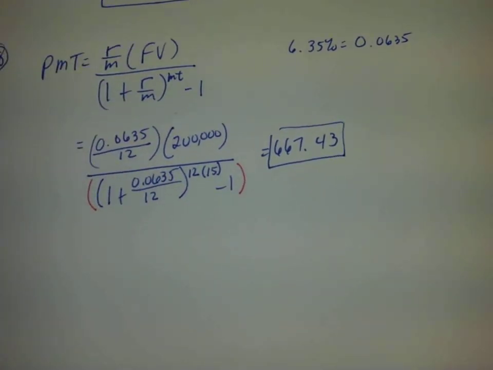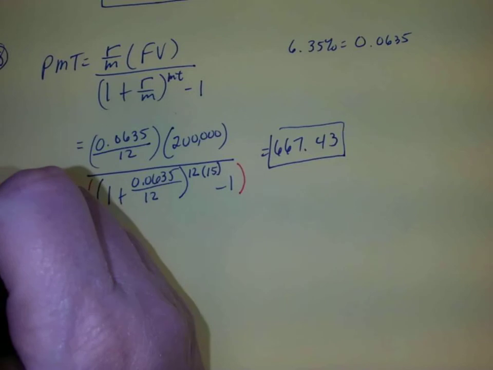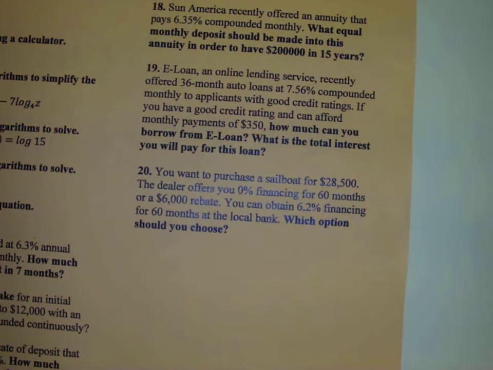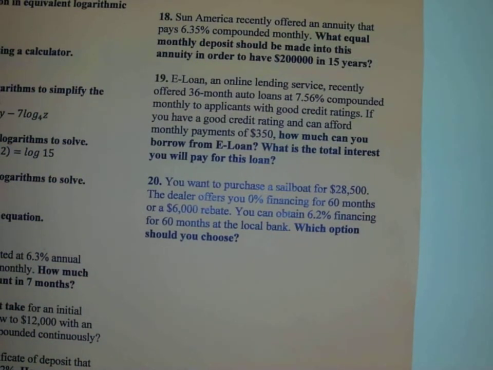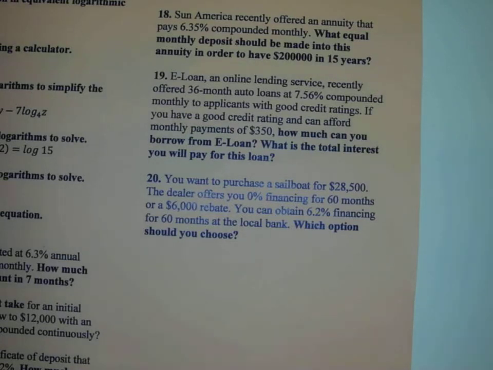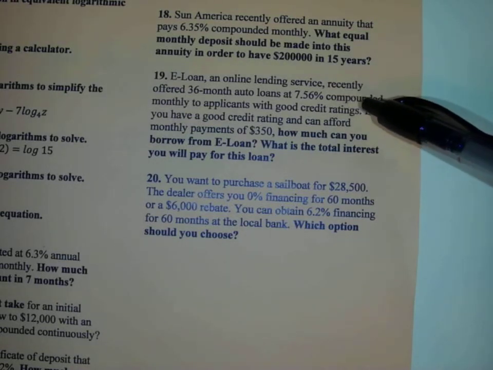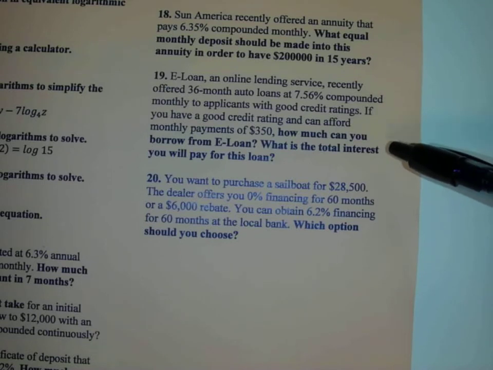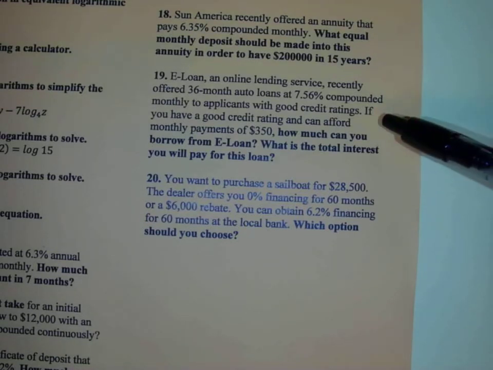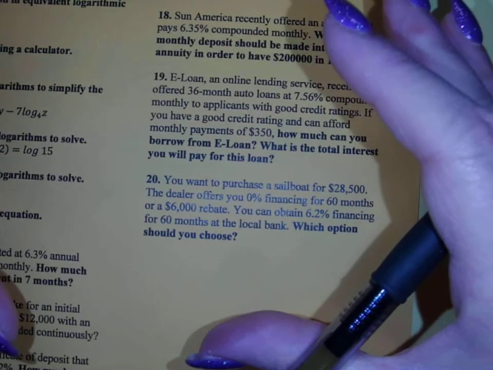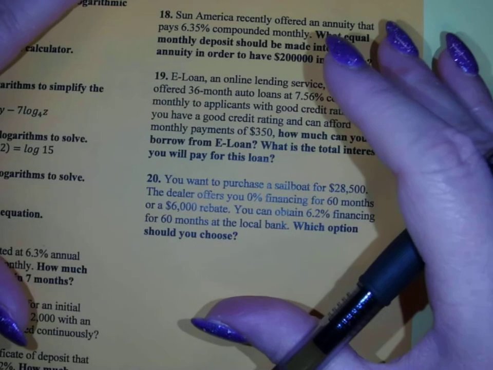All right, we are on to number 19. So on number 19, we have an e-loan, an online lending service that recently offered 36-month auto loans at 7.56% compounded monthly to applicants with good credit ratings. If you have a good credit rating and can afford monthly payments of $350, how much can you borrow from e-loan? What is the total interest you will pay for the loan? So you're looking at how much you can borrow now, the present part, so you're looking at a present value.